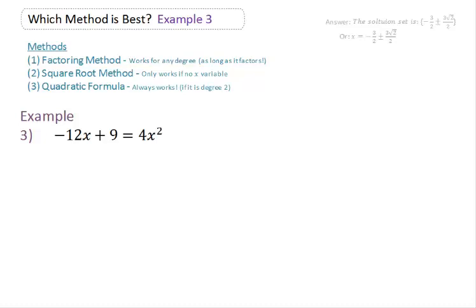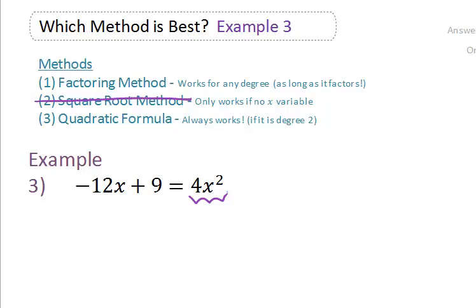Okay, automatically I can again eliminate the square root method. I not only have a 4x squared, but I also have a negative 12x, which means the square root method does not work. So it doesn't matter whether I'm going to use the factoring or the quadratic formula.